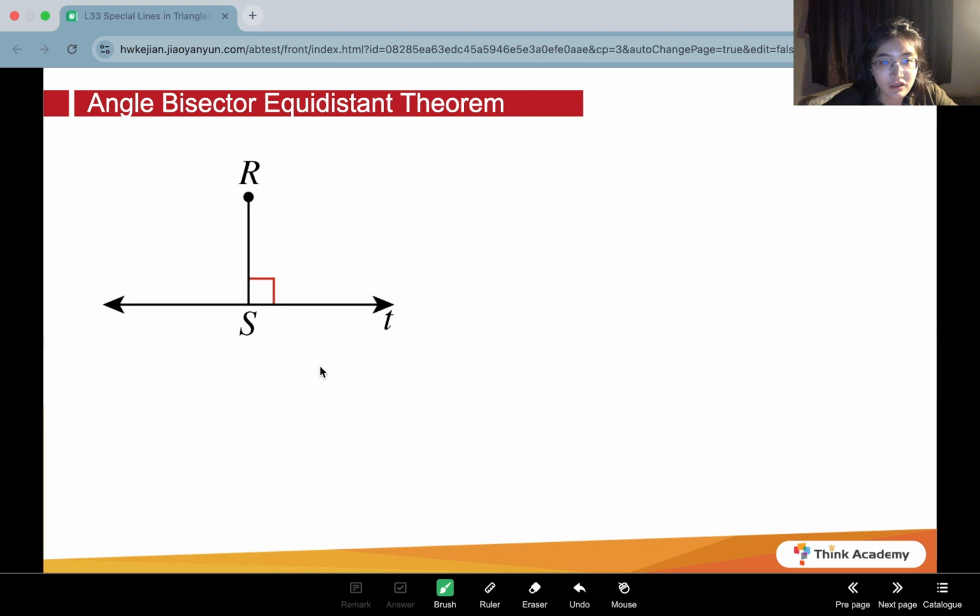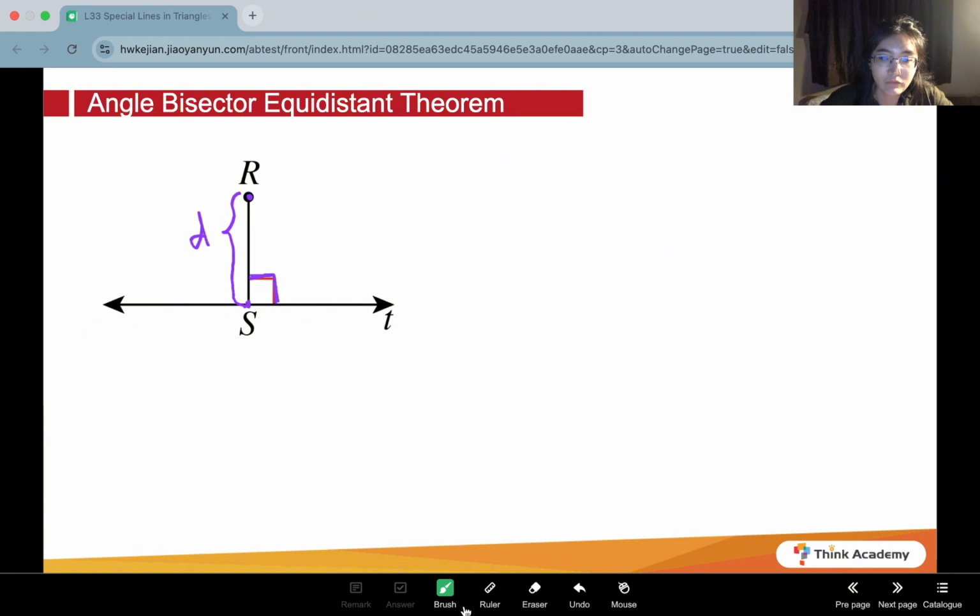If you have a point R and a line T, to find the distance from the point to the line, you just need to draw a perpendicular line passing through the given point and intersecting with the line at point S. Then the length of segment RS is exactly the distance from the point to the line. So remember, distance always means perpendicular.